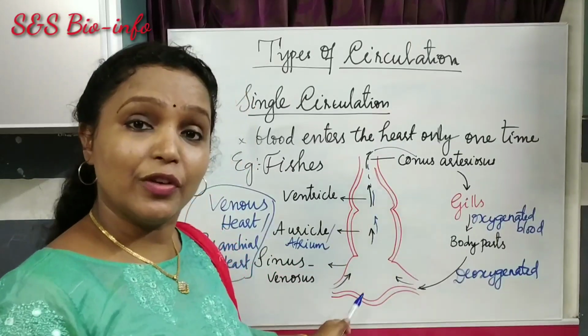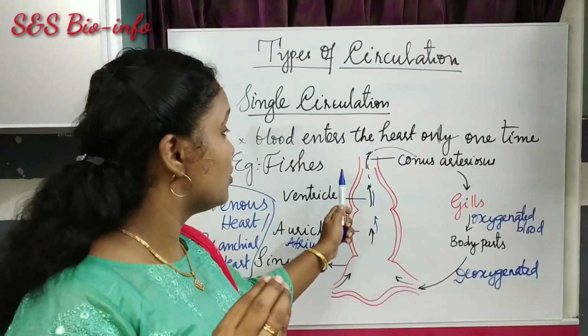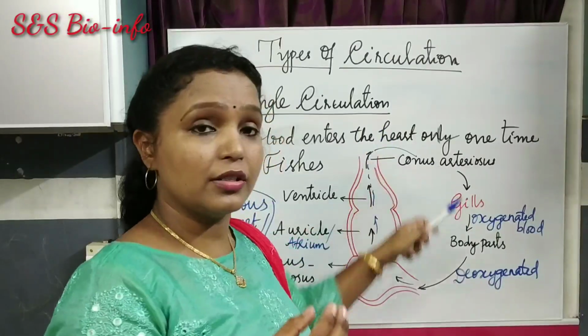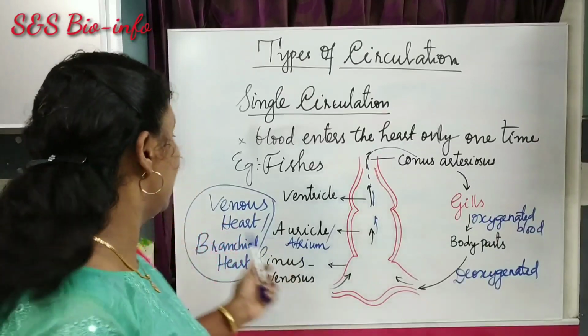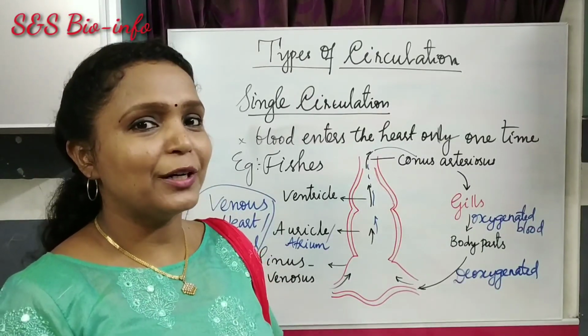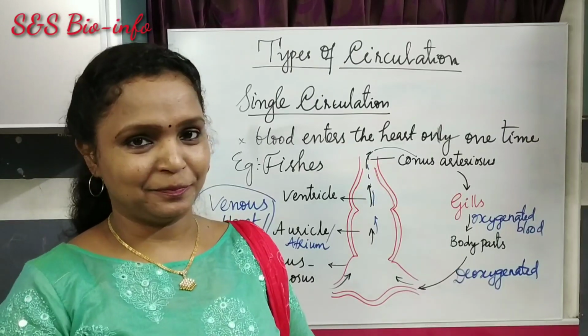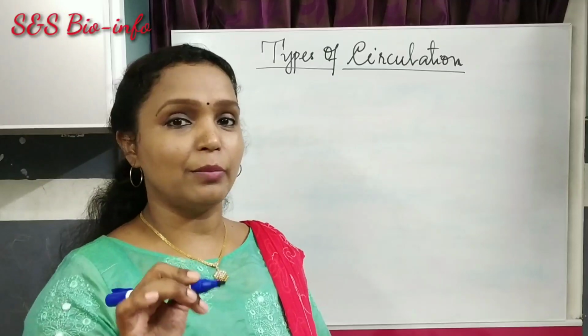The sinus venosus pumps deoxygenated blood to the heart, and the heart also pumps the same blood to the conus arteriosus and the respiratory organ. It is called a venous heart. It pumps venous blood, that means carbon dioxide rich blood. Is it clear now? The next type of circulation is double circulation.